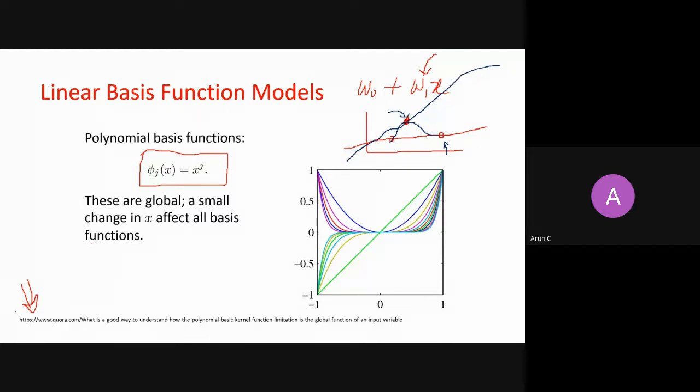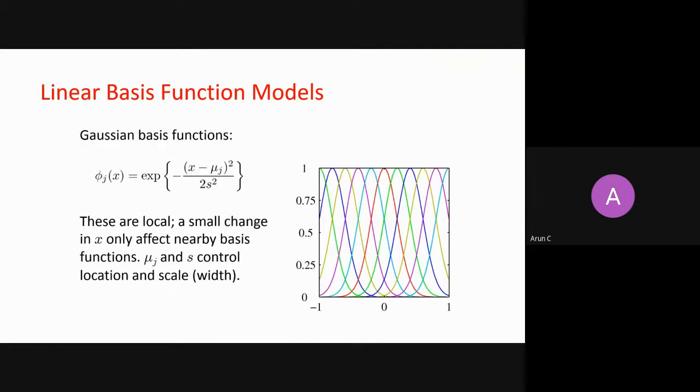So hence polynomial basis functions may not always be preferable, because they have some global effect, right? So what kind of basis function should I use then? The second kind of basis function is the Gaussian basis function.